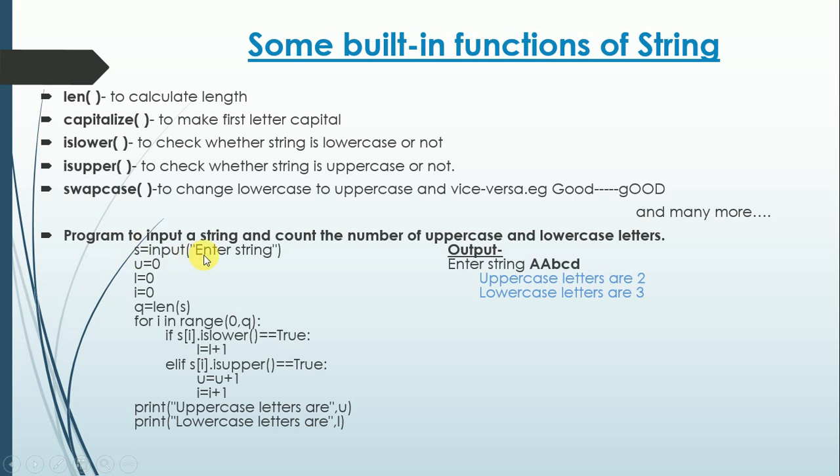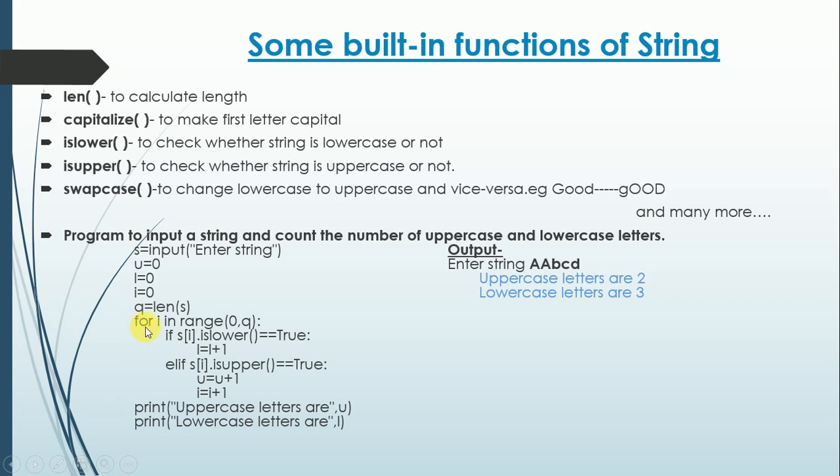S equals input, enter string. Whatever string the user enters will be stored in the variable S. Here we have taken a variable U, initially its value is 0, for uppercase letters. Then L is for lowercase letters, initially its value is also 0. And I is for going letter to letter, or character to character, through the whole string. Then another variable Q is taken, which will calculate the length of the string and store it in Q.